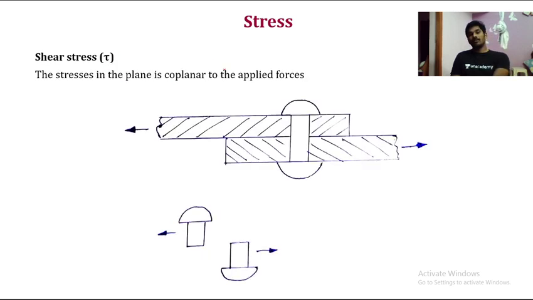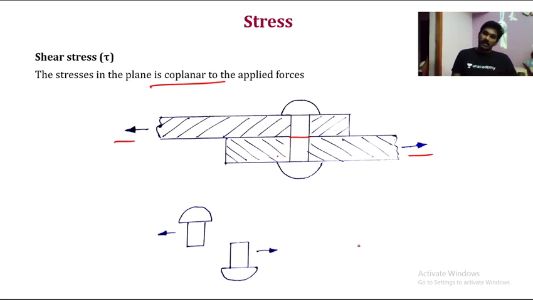Coming to shear stress, here you can see a rivet holding two plates. A shear load is applied on the two plates as two loads in opposite directions with the same magnitude, which is called coplanar. The rivet will fail at this point, split into two parts due to the applied load.